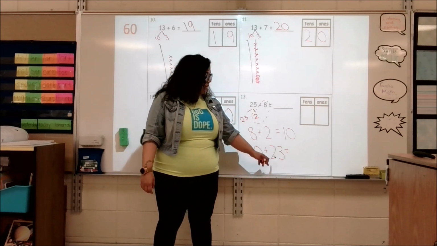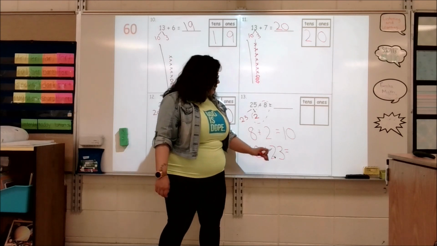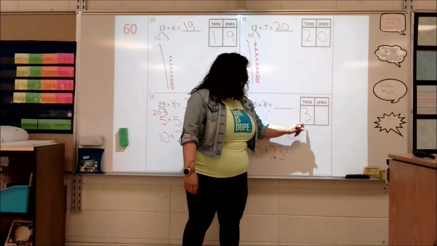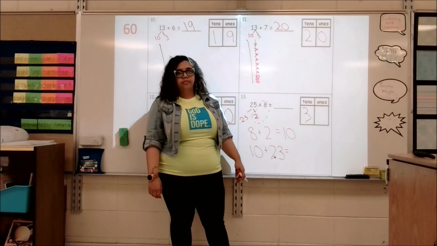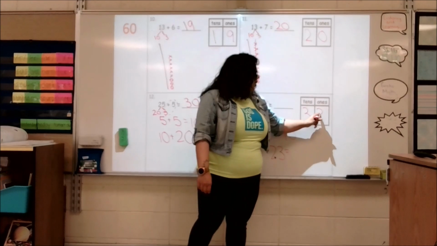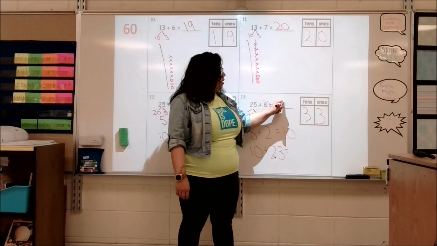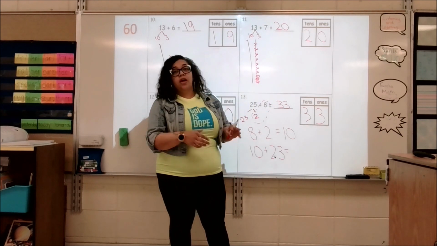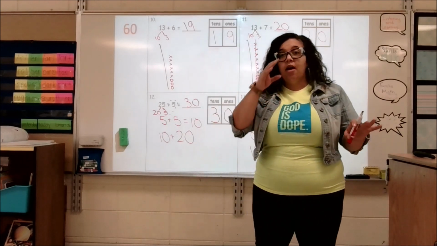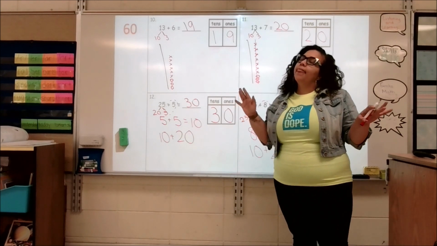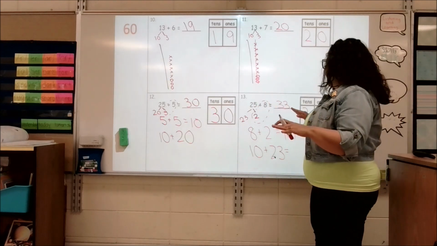What is 1 ten plus 2 tens? 3 tens. What is 0 ones plus 3 ones? 3 ones. So that means 25 plus 8 is equal to 33. And y'all are just like, whoa, what just happened? A lot just happened. And so now we're going to use our level 2 strategy of drawing a picture, in this case to check our work.